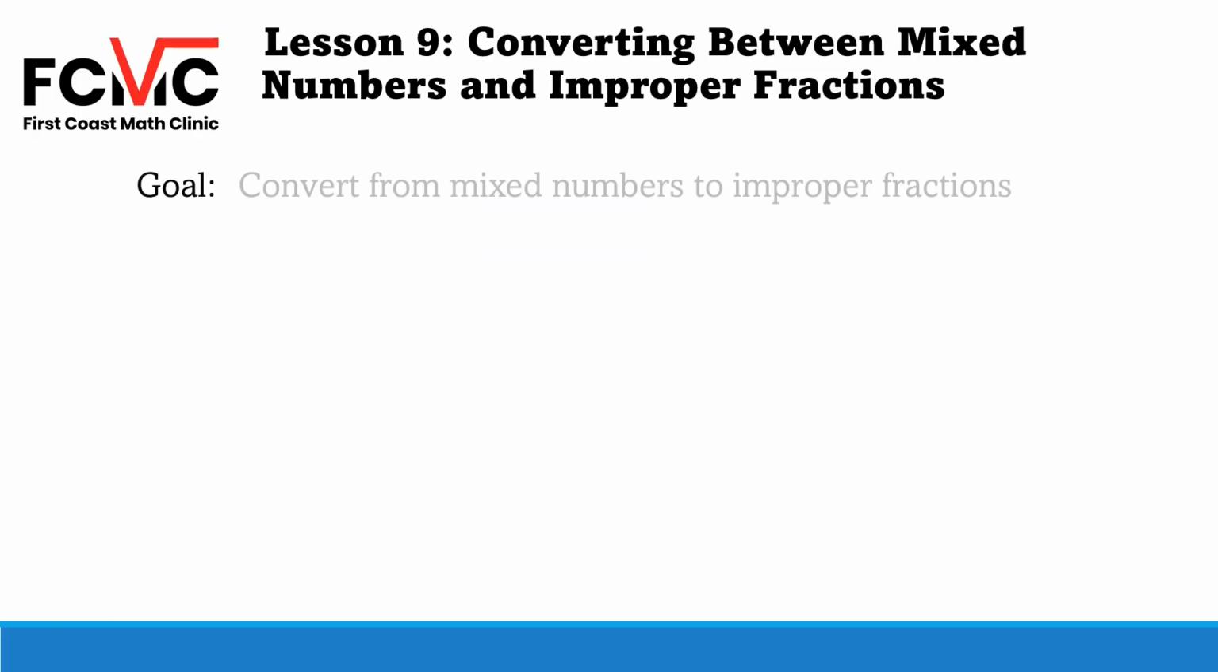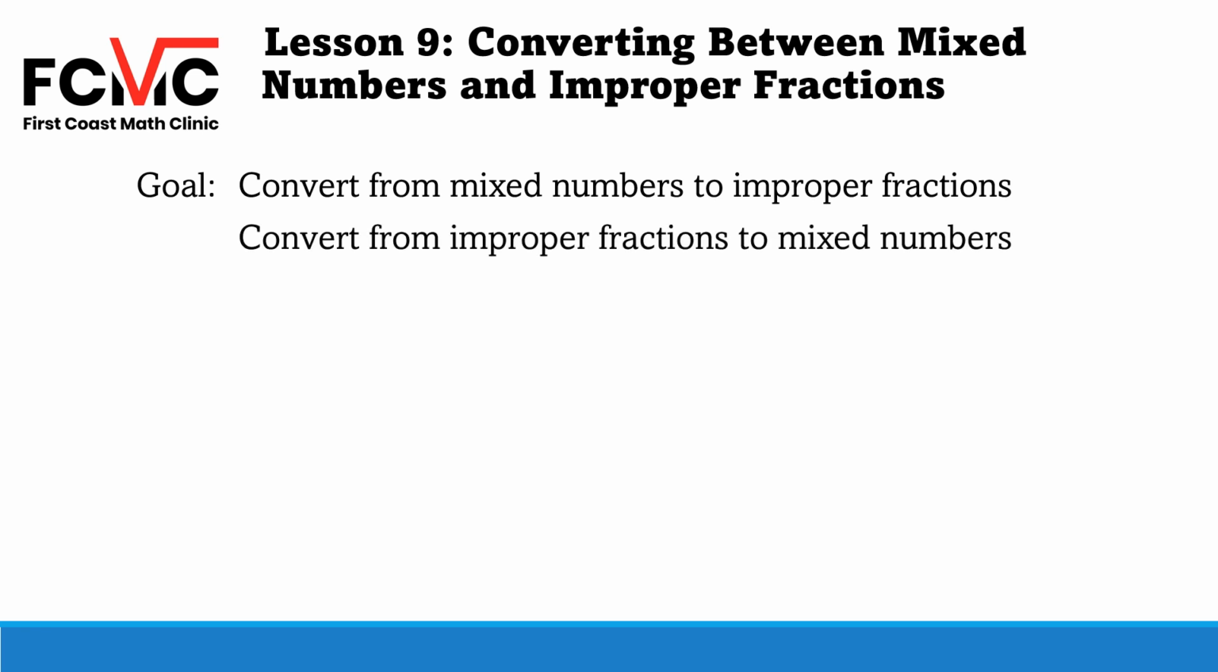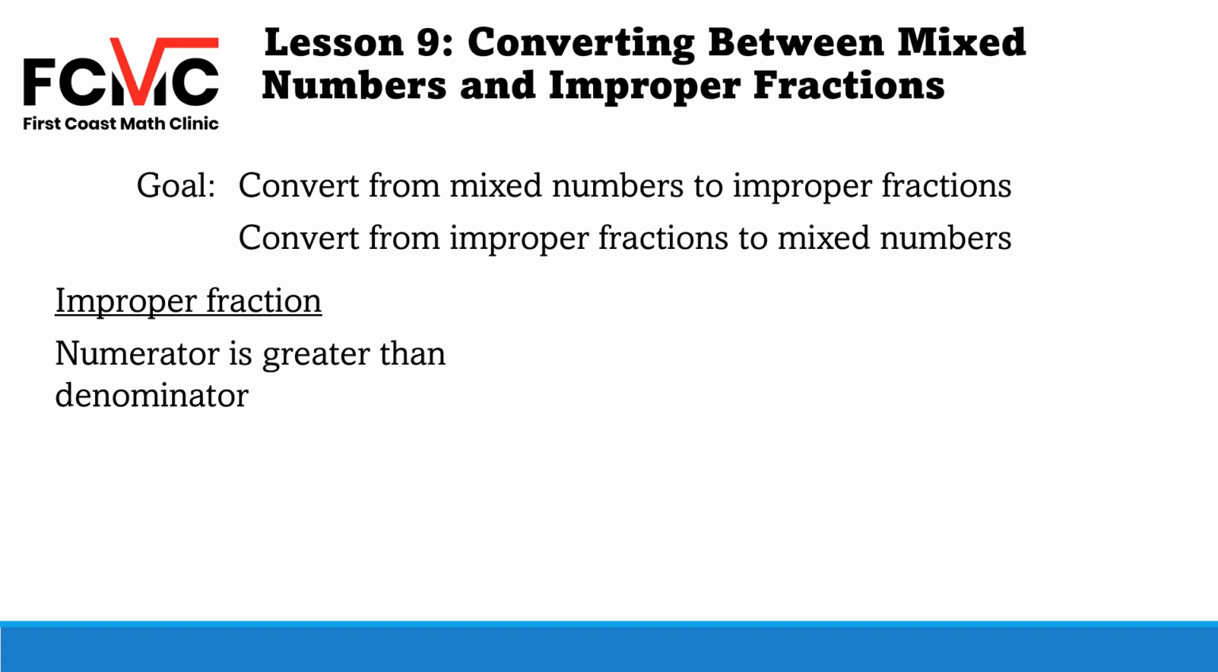The goal in this video is to convert from mixed numbers to improper fractions and to convert from improper fractions to mixed numbers. So let's go through mixed numbers and improper fractions first. Improper fractions are fractions where the numerator is greater than the denominator. So something like 11 over 4 or 3 over 2. So our numerators here, 11 and 3, are greater than our denominators, 4 and 2.